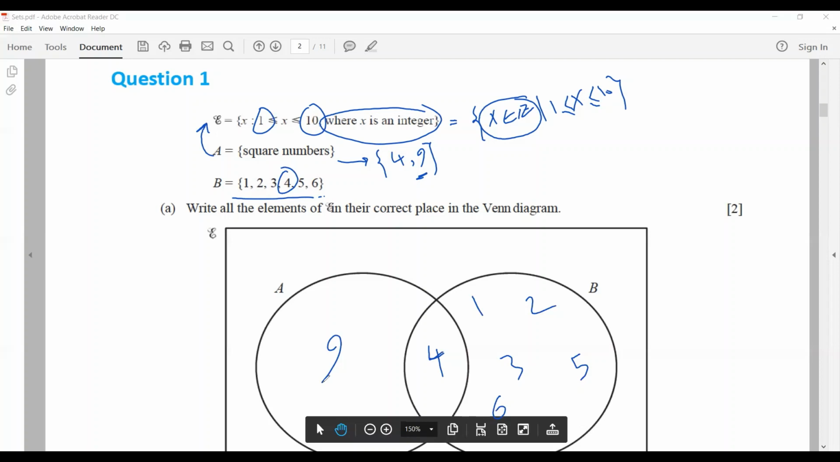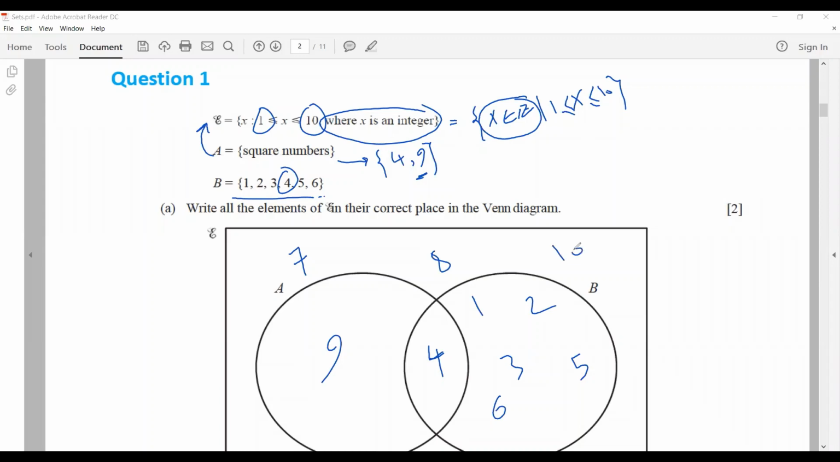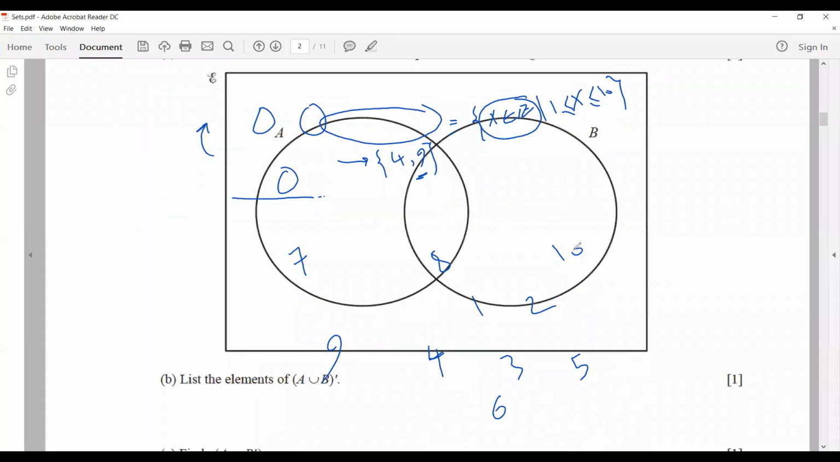And do we have all the numbers here? If not, whatever's left, we have to write in this region, anywhere outside A and B. And I believe numbers 7, 8, and 10 are missing. So let's go ahead. This is 7, 8, and 10. So that's it. All the numbers are there. And let's move on to the second part.